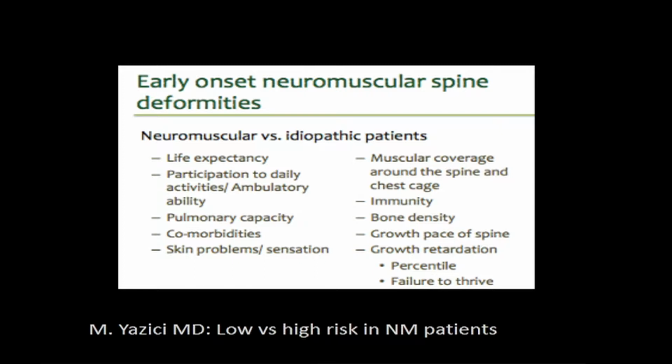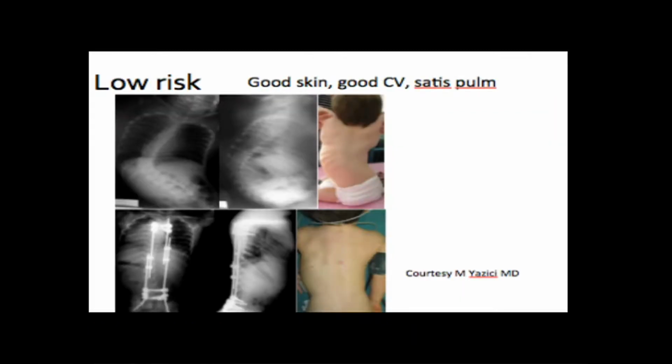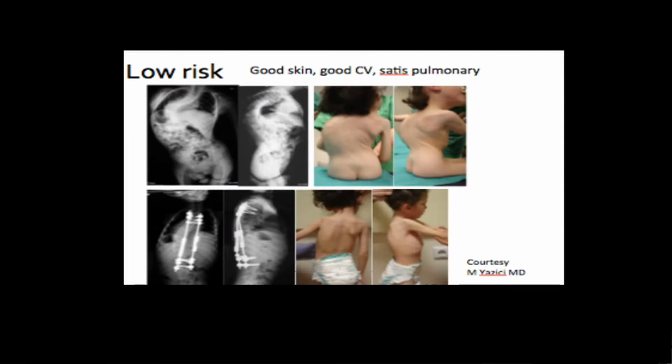And Dr. Yassizi of Turkey talks about the low risk versus the high risk in neuromuscular patients, and what leads him to consider what type of surgery he's going to do. In the low risk with good skin, good cardiovascular system, satisfactory pulmonary, a device that requires multiple lengthenings may be employed. And another low risk of good skin and good pulmonary, a lengthening type device.